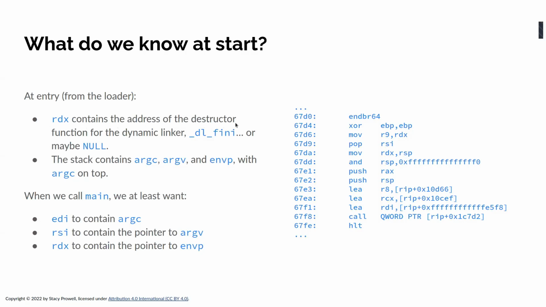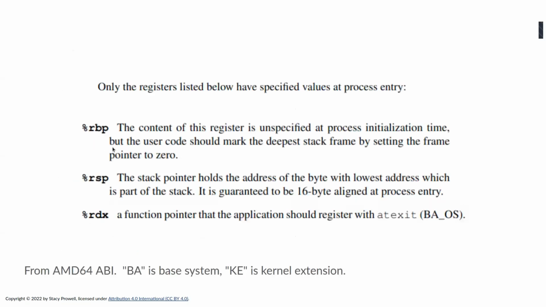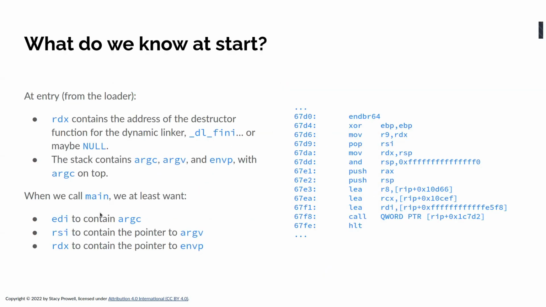RDX contains the address of the destructor function for the dynamic linker. Or it might be null. If there's no dynamic linker, we don't need to do anything, right? And so it could be null. That's this guy right here. So that can be null.